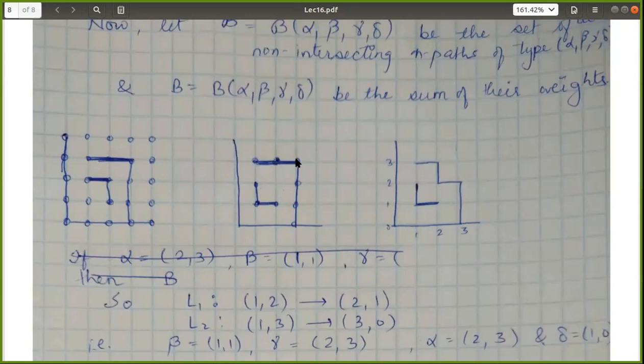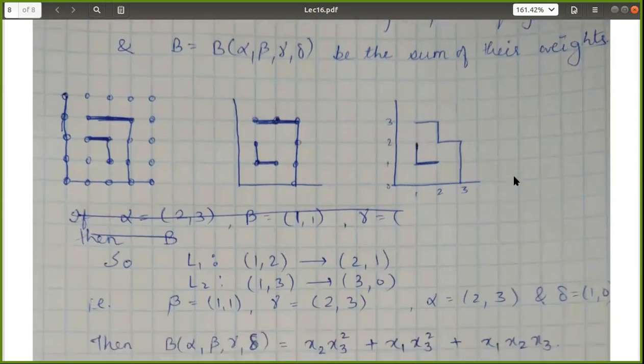If I take a right, you cannot go further right because then this point would be missed. So you have to go down, down, down. No other possibility. Here I had taken a down. Can I take a down now? No, this will get intersecting with this. I have to keep it non-intersecting, so I take a right. After you took a right, there is no possibility left. You have to take a down, down. So these are the only possible non-intersecting two paths of type alpha, beta, gamma, delta, where alpha, beta, gamma, delta are these.